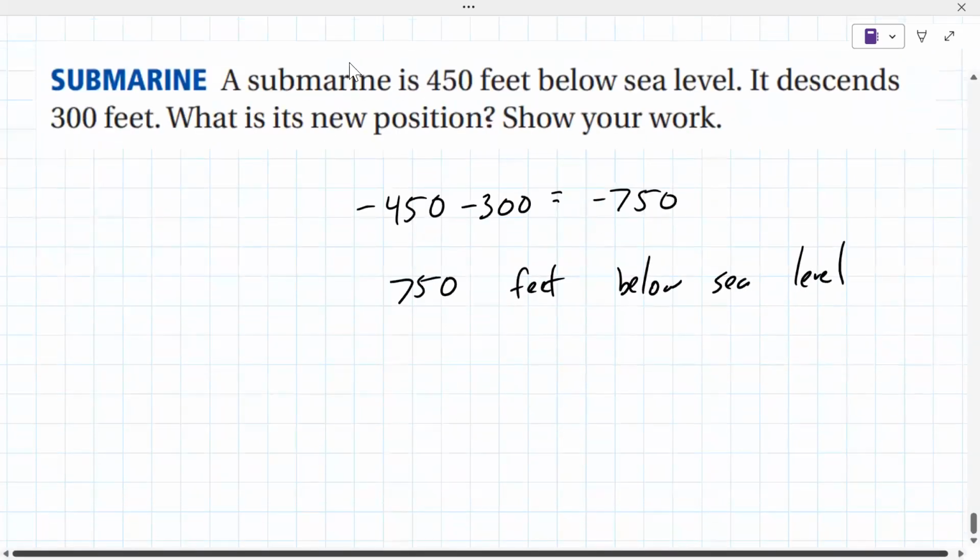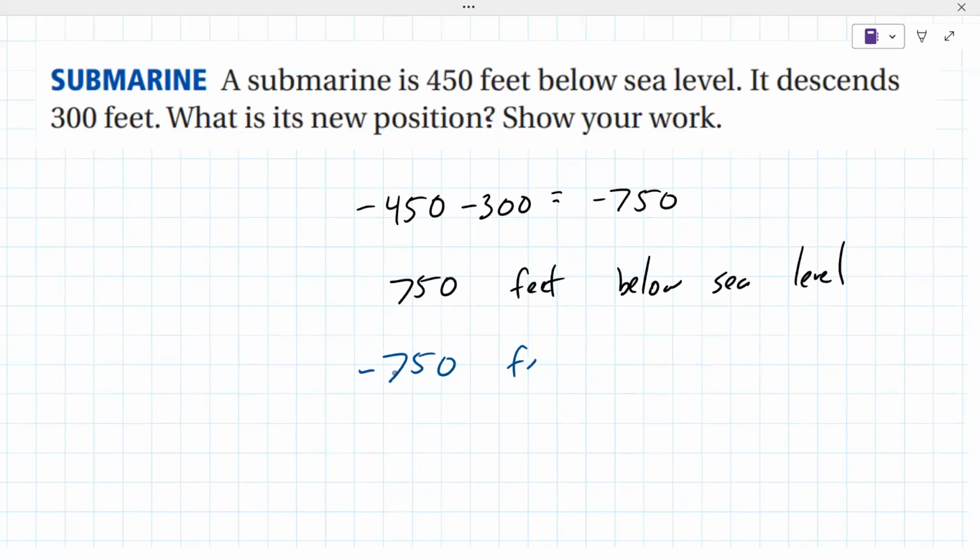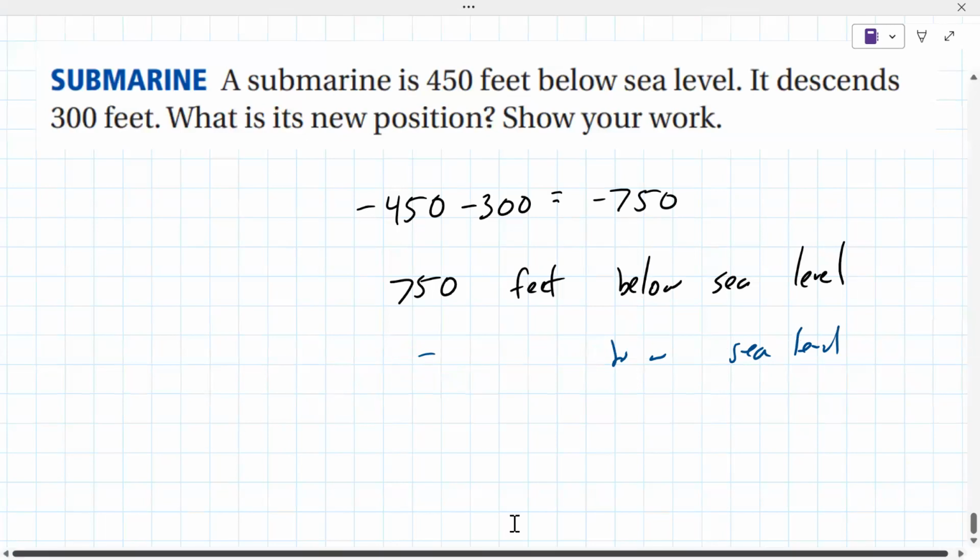What would be wrong with, and it's going to look really similar here, what would be wrong with this? Because it wouldn't be negative 750 feet below sea level. Okay. So the negative, don't say that. Right. Below implies the negative. That's why it is wrong. I agree. Very good. Okay.